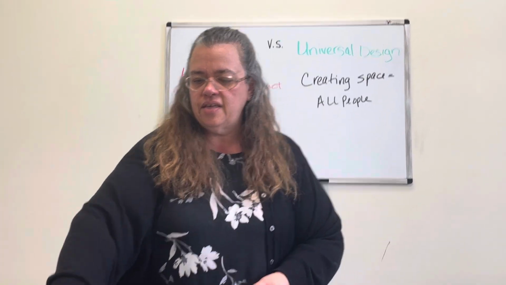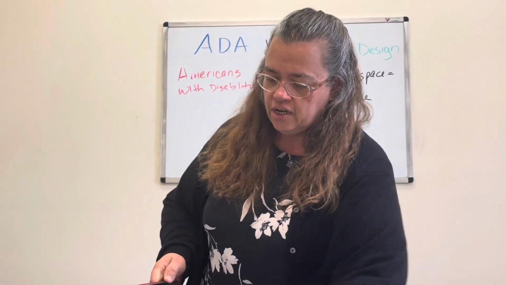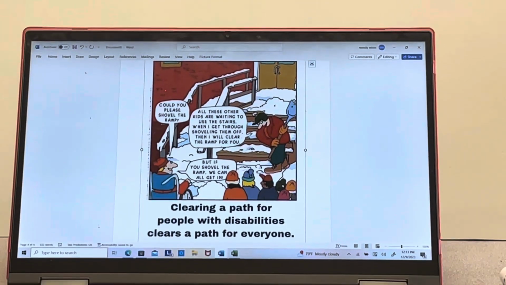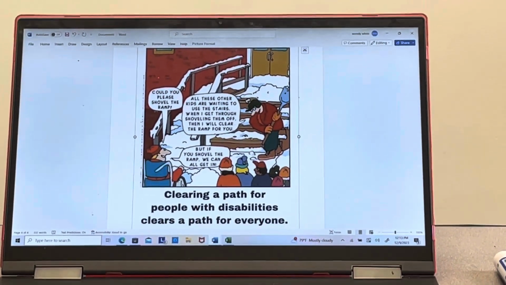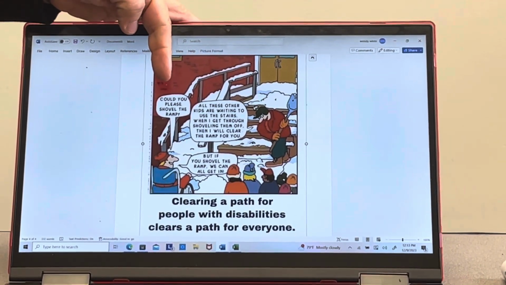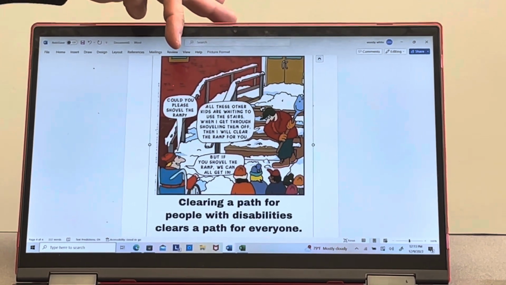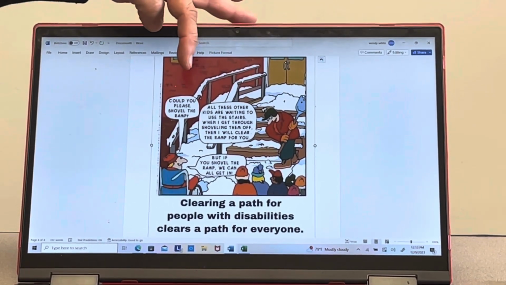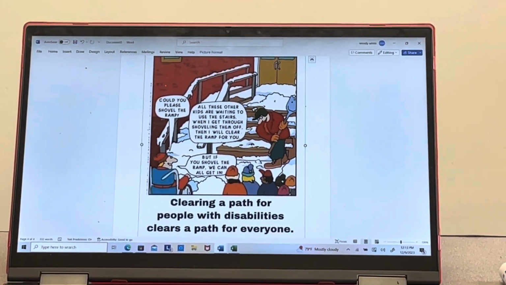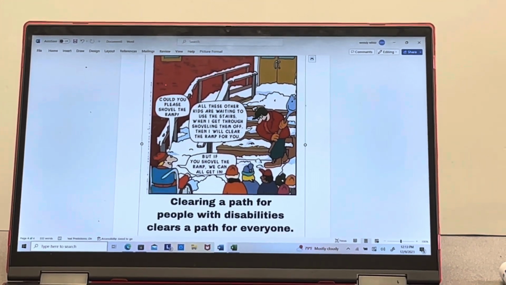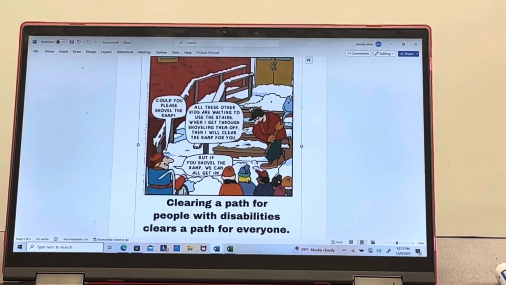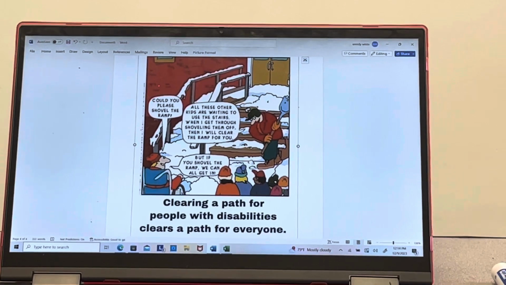Recently I saw this cartoon that explains pretty well about clearing a path for people with disabilities clears a path for everybody. So here it's saying, could you please shovel the ramp? The gentleman is shoveling the stairs, and when the child asks, could you please shovel the ramp, he says, all these other people are waiting to use the stairs. When I get through shoveling them off, then I will clear the ramp for you. And then this person in the wheelchair says, but if you shovel the ramp, then we can all get in.